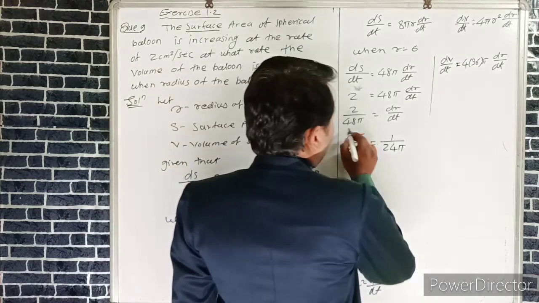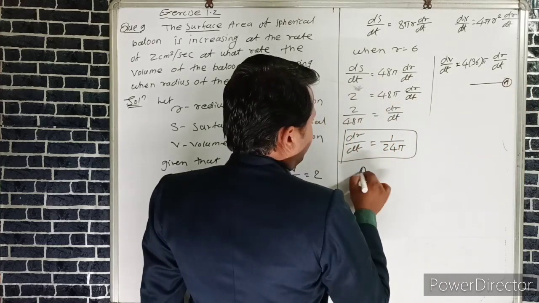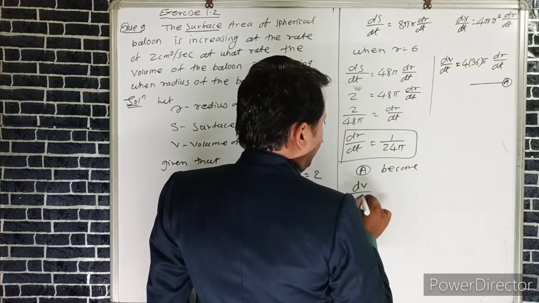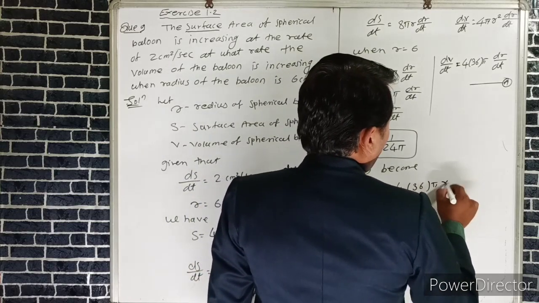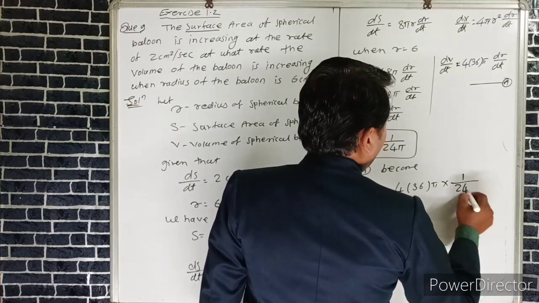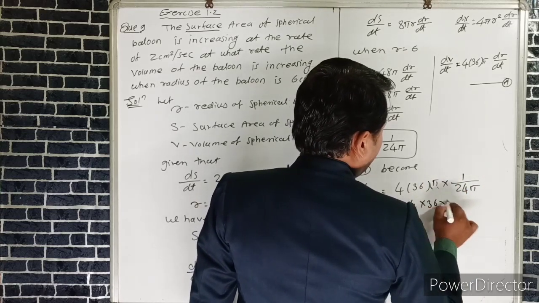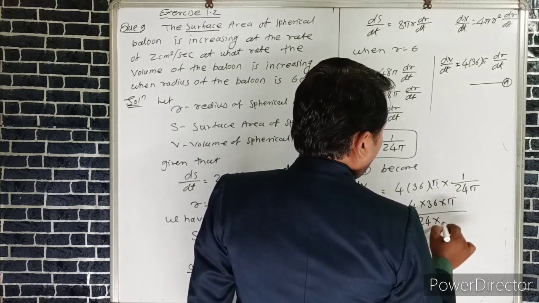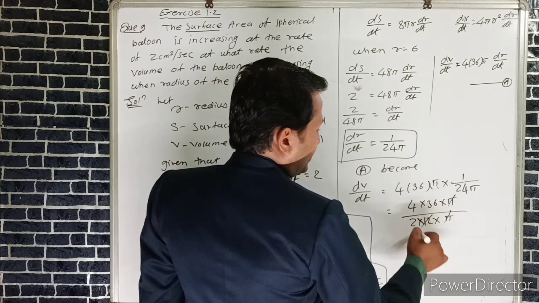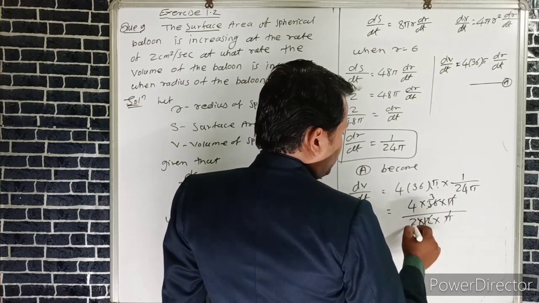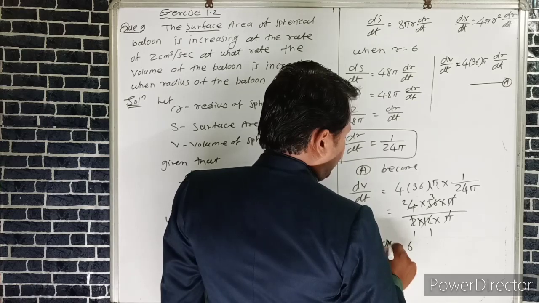If we substitute the value of dr/dt, which is 1 upon 24π, in equation A, it becomes dV/dt = 4 into 36π into 1 upon 24π. Here π gets cancelled, so we can write 4 into 36 upon 24, and this 24 we can write as 2 into 12. 12's 1 and 36 3, 2's 1, 4 2, which is 2 into 3, so dV/dt is equal to 6.